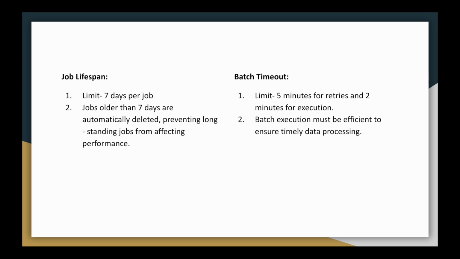Then we have job lifespan. We have 7 days per job. We can run a job for 7 days. Jobs older than 7 days are automatically deleted, preventing long standing jobs from affecting performance. And we have a batch timeout as well, that is 5 minutes for retries. We can retry a batch for 5 minutes, and 2 minutes for execution, so that it ensures efficient and timely data processing.